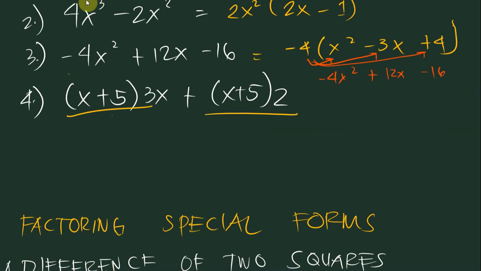Okay, so for the last example, what do you think is common between this and this? It's x plus 5, right? So you can factor out x plus 5. So x plus 5 multiplied by 3x plus 2. Okay?